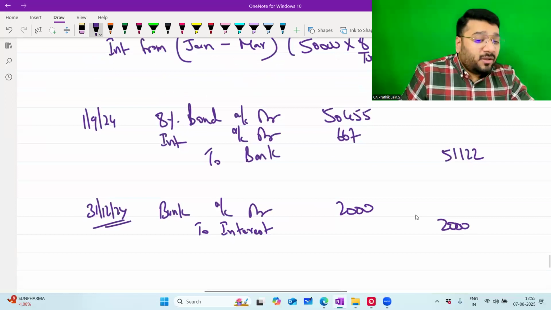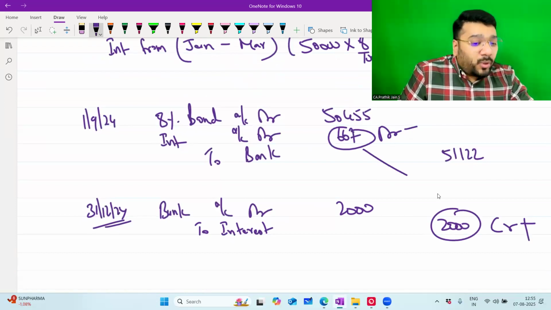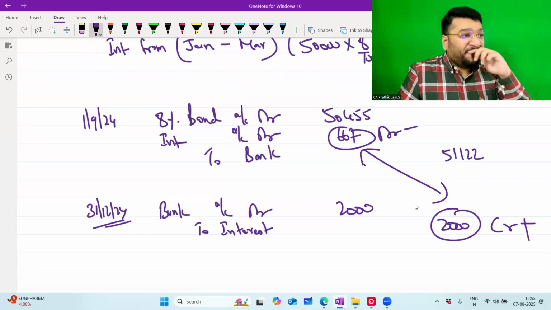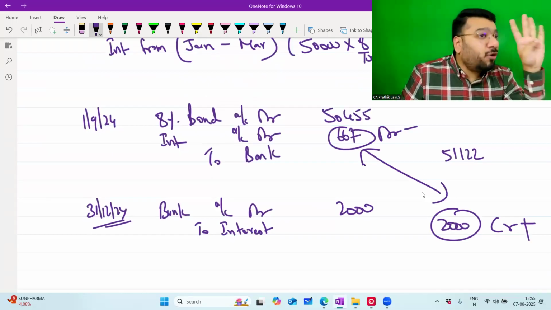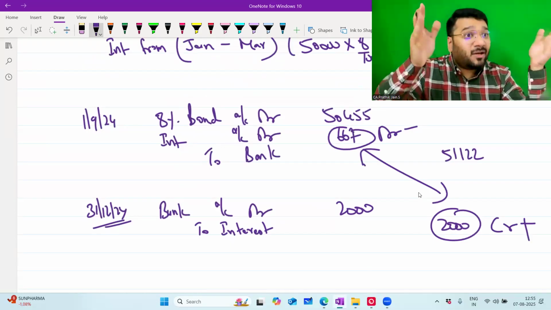That's a different story. 2,000 you have credited, positive here, and 6,667 you have debited, minus here. So what is the net amount? Net income 1,333, which is basically 4 months interest. Are we supposed to sit and brainstorm? Not required. When you balance the ledger, automatically a difference will come.